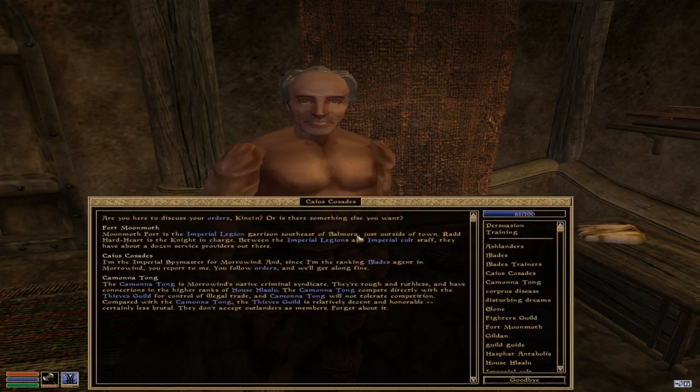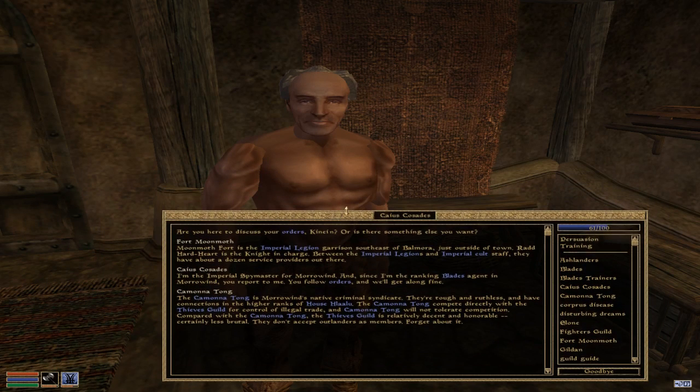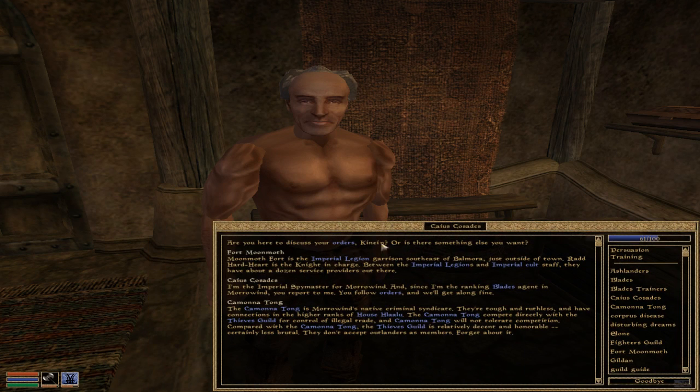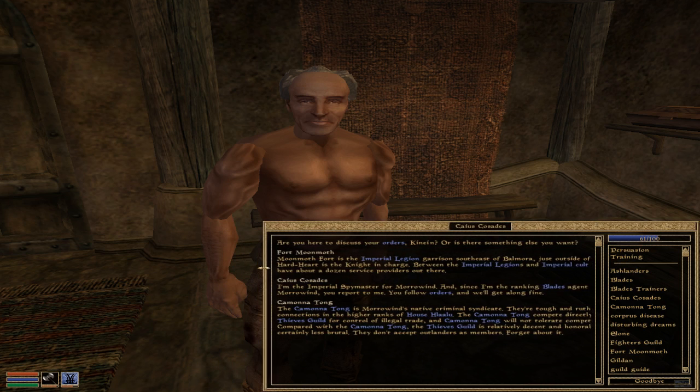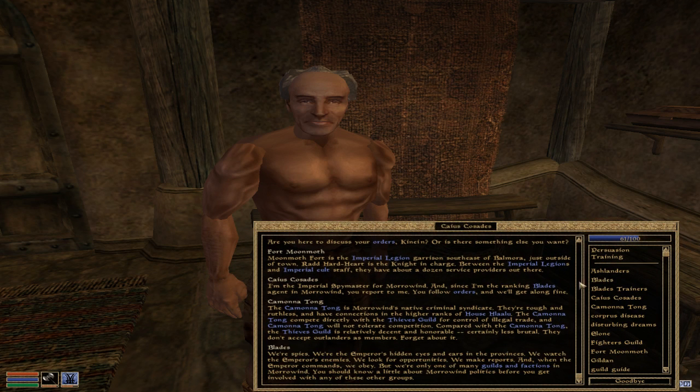What I'm thinking about is, if I had started as a Dunmer, as a Dark Elf, would I get new possibilities in this game? I don't know. Maybe Blades.